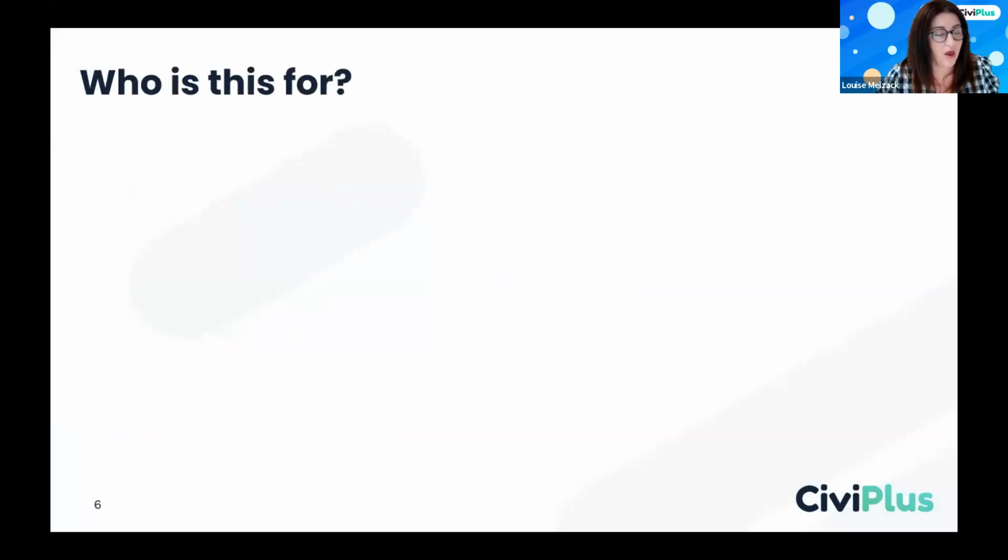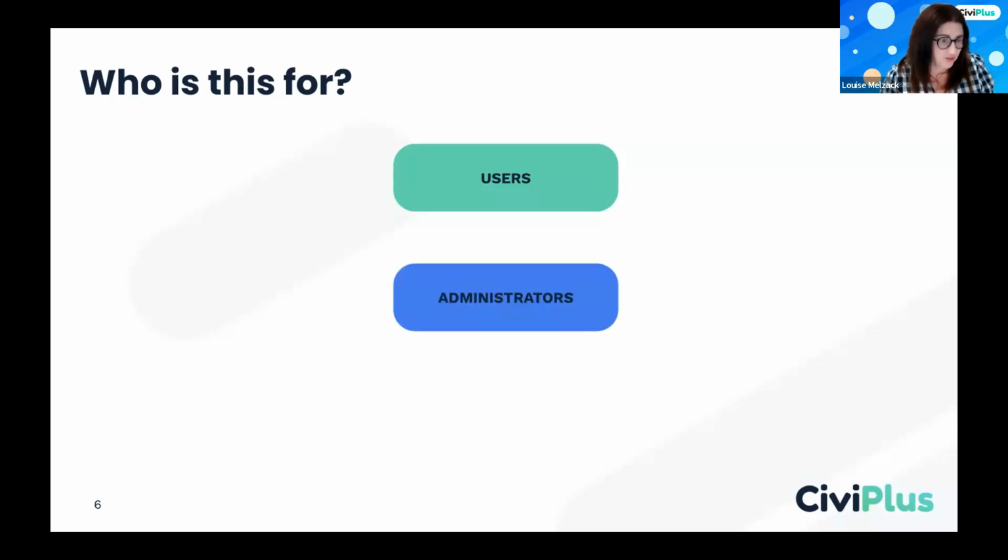First of all, we're going to talk about who this is for. When we talk about application processes, who is this for? Well, we've broken this down into 3 categories. We have users. These are the applicants, the participants, the volunteers, whoever is actually making the application. And then we have the administrators, the staff who are coordinating and managing the application process.